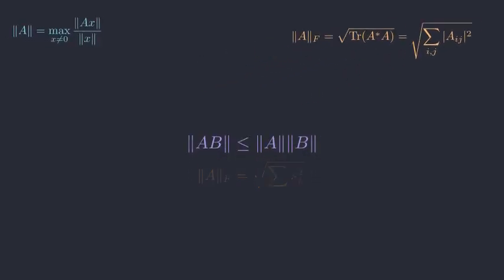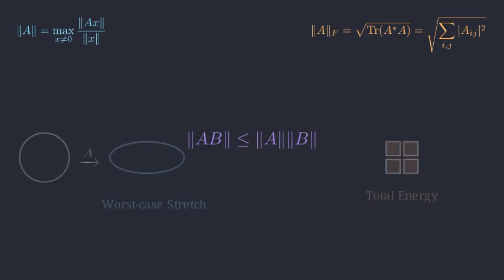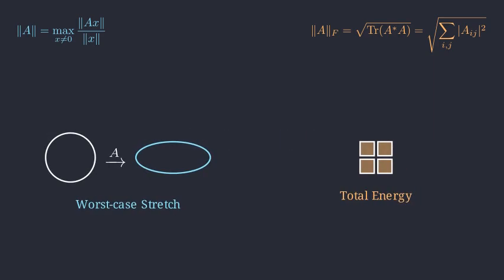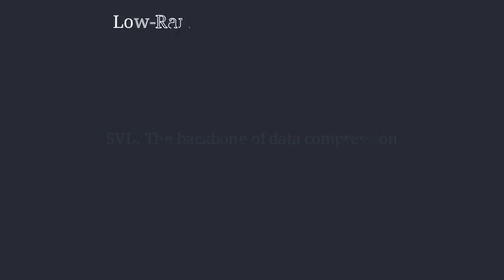Both norms are submultiplicative, meaning the norm of a product AB is less than or equal to the product of their individual norms. While the induced norm tells us about the worst-case stretching of a single vector, the Frobenius norm captures the total energy of the transformation. Understanding these norms allows us to bound the spectral radius and ensure stability in numerical computations.